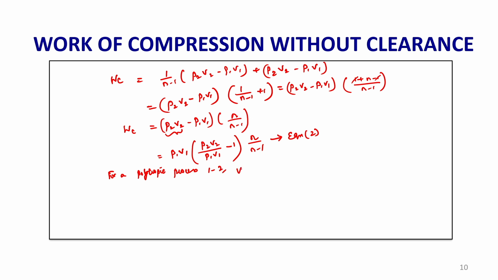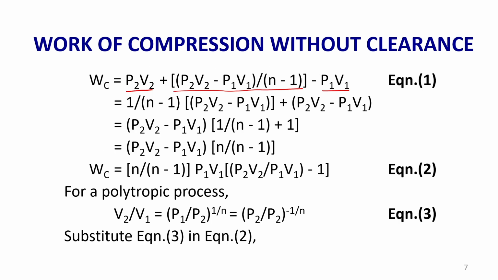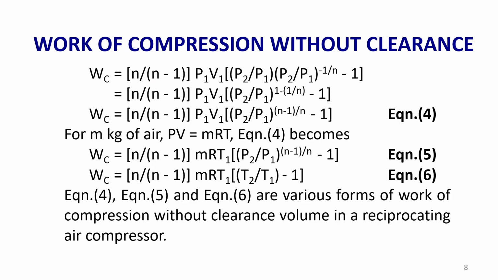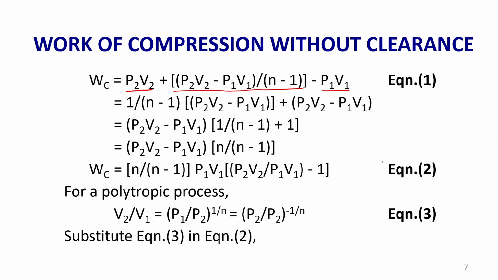For a polytropic process 1 to 2, V2 by V1 is equal to, if it is volume here we have to write pressure, if it is V1 we have to write P2, P1 by P2 whole power 1 by n. Okay. So, now since the left hand side is V2 by V1, I can interchange this numerator and denominator, and in the power I will put a minus sign, it is very basic mathematics. So, P2 by P1 whole power minus 1 by n. So, this will be equation number 3.